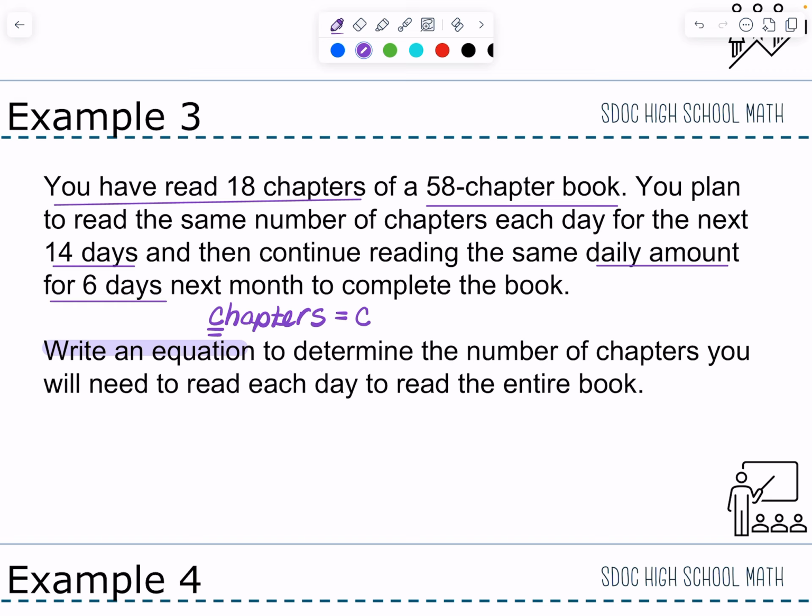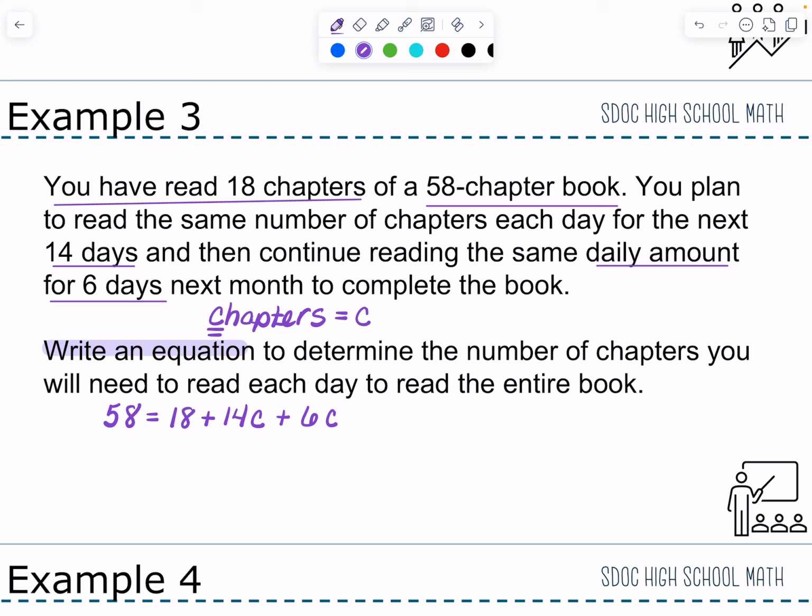So to write this equation, first off, think about the total. We had 58 chapters to begin with. That's our total. Well, out of those 58, what do I have to read? Well, I've already read 18. I'm also going to read a certain amount of chapters for 14 days, plus I'm going to read 6 more days with some other chapters there. Now, I'm trying to decide how many chapters do I read, okay? So here's our equation. This is one option.